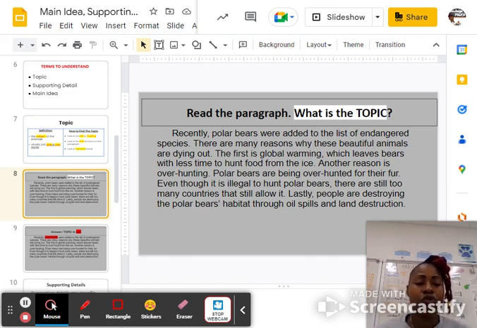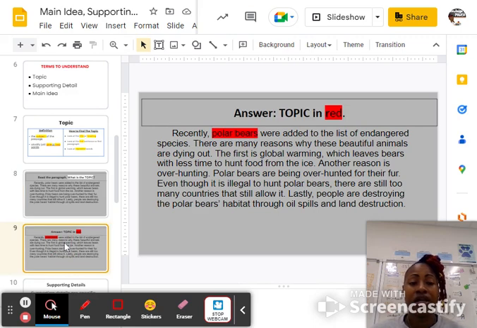Take a moment. What is the topic? Remember, a topic is one or two words. If you said polar bears, you are correct. The topic of this passage is polar bears. We're talking topic first, not main idea. The topic is polar bears. This is who or what the passage is about.